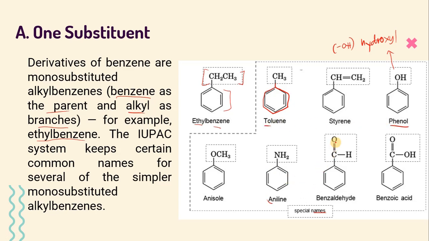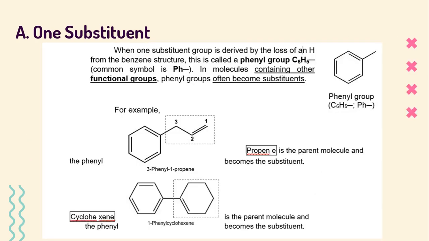And also we have benzaldehyde, with C double bond O H, and benzoic acid, COOH. Take note that benzaldehyde only has this one: the carbon is connected with an H. In your benzoic acid, the carbon has a double bond with an oxygen and another hydroxyl group. Just remember benzoic acid has 'oic' in its name. Again, toluene, phenol, aniline, benzoic acid.